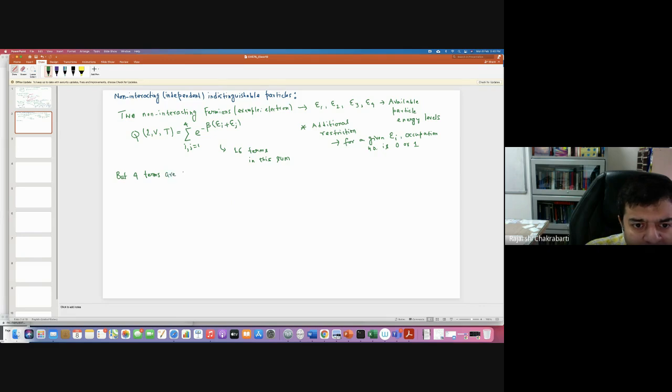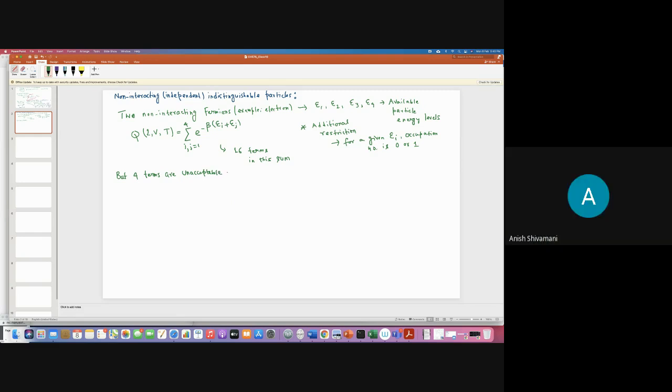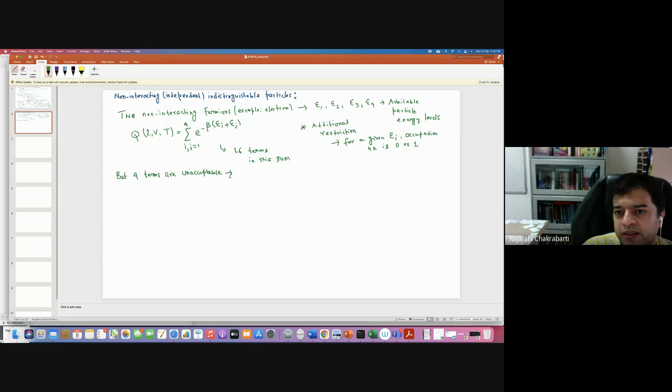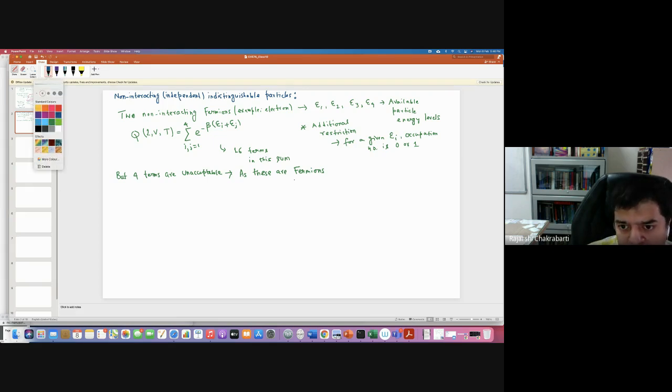are unacceptable. Why? Because both particles are in the same state. These 4 terms are like i equal to j: both particles are in epsilon 1; second, both particles in epsilon 2; third, both in epsilon 3; fourth, both in epsilon 4. These are not acceptable, as these are fermions. So how many terms do I have now? I'm left with 12 terms.